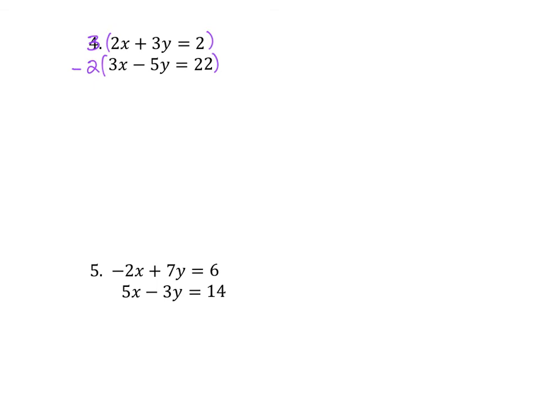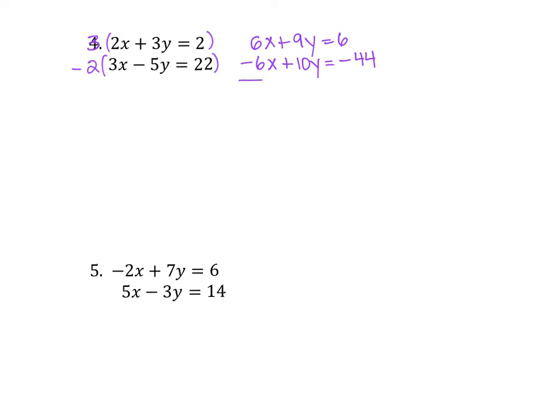So for the top equation, 3 times 2x is 6x, 3 times 3 is 9y, 3 times 2 is 6. On the second equation, I'm multiplying everything by negative 2, so negative 6x. Negative 2 times minus 5 makes it plus 10y. Negative 2 times 22 is negative 44.